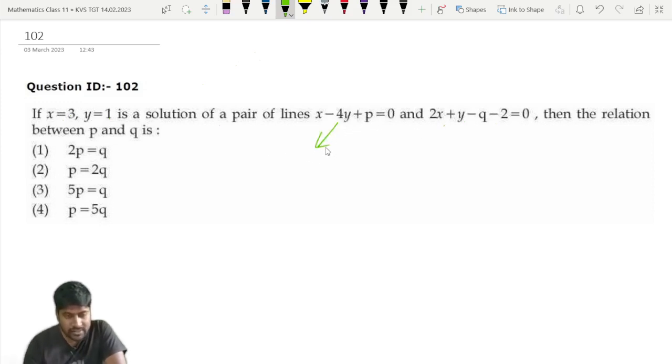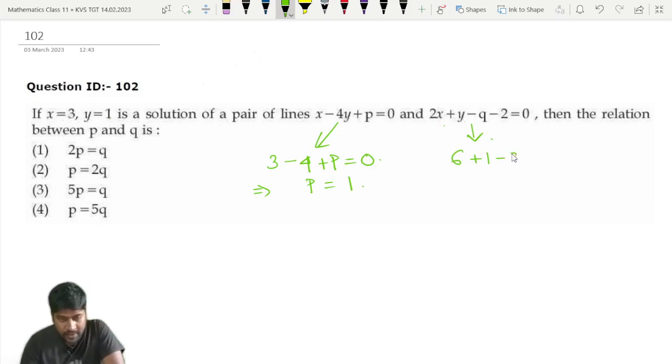So in the first equation, if you put x is equal to 3 and y is equal to 1, that means minus 4 plus p is equal to 0, so p is equal to 1. From here we will get p is equal to 1. And in the second equation, if you put the values of x and y, then what will we get? 2 into 3 means 6, and y means 1, and minus q minus 2 is equal to 0. So what will be q? From here q will be equal to 6 plus 1 is 7, 7 minus 2 means 5, q is equal to 5. So we are getting p is equal to 1, q is equal to 5.